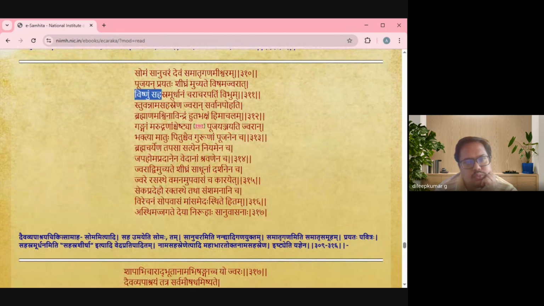Vishnu Sahasramurtanam Chara Charapatim Vibhum. So some of Daiva Vyapashra Chikitsa is also mentioned in Jwara. That is chanting Vishnu Sahasranama is also one of the important lines of treatment.